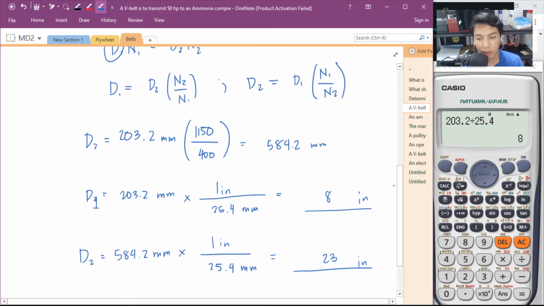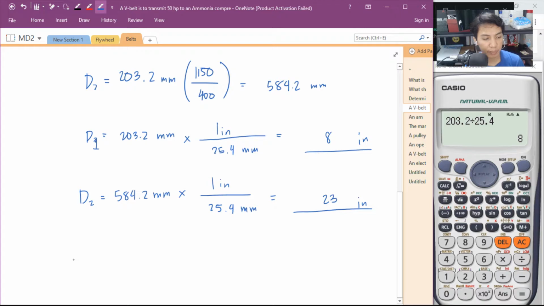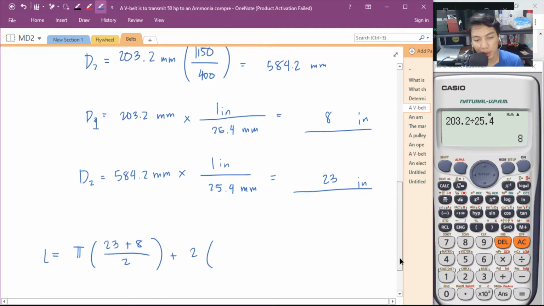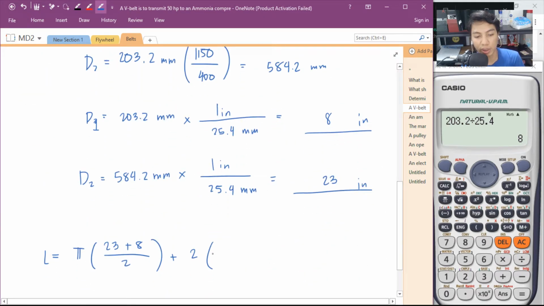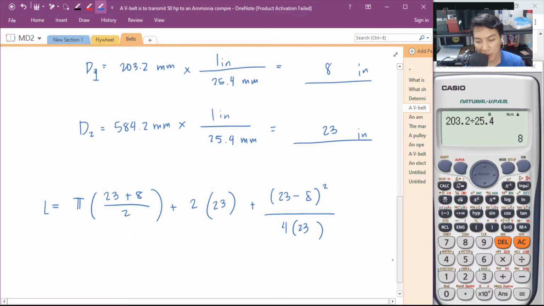Mahanap na natin. The length of the belt is simple. Length of the belt is pi multiplied to 23 plus 8 over 2 plus 2 multiplied to C. Ano ba yung center distance niya? Sinabi dyan. The center distance is equal to the diameter of the larger sheave, o di 23 inches, plus D2, that is 23 minus 8 squared over 4 times 23. The answer is in inches, buo na.